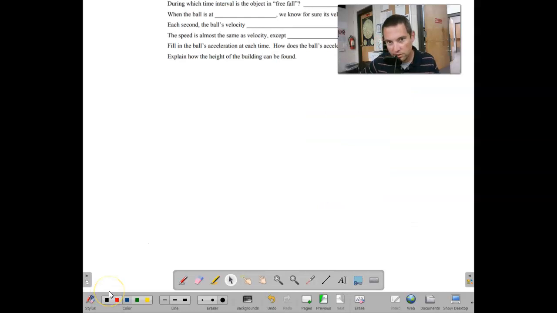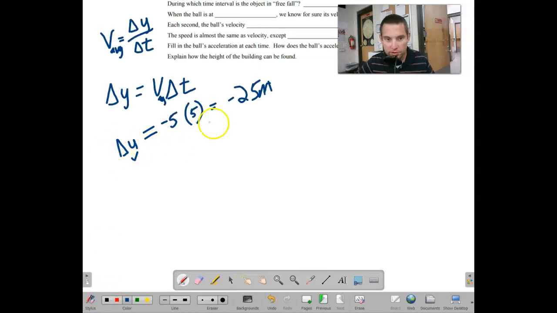All right, so your hint to explain how the height of the building can be found is going to be that same formula we dealt with in Unit 1. v equals d over t, or v equals your displacement over time. In this case, the displacement is in the y direction. Here it is all laid out for you, all solved. Remember, this is for the average velocity.